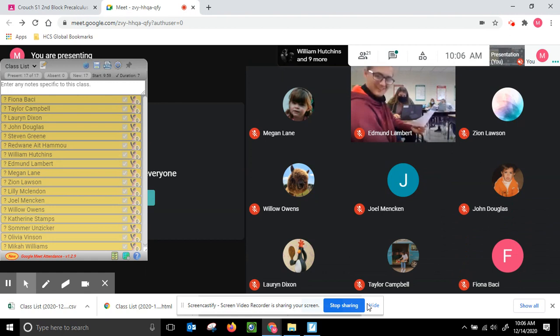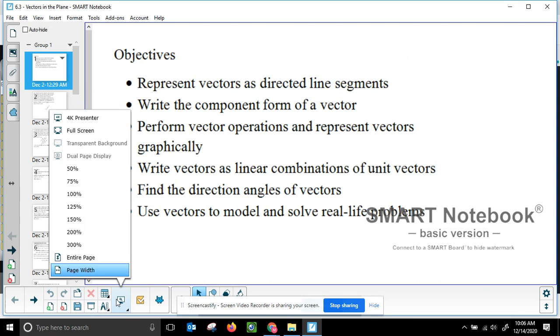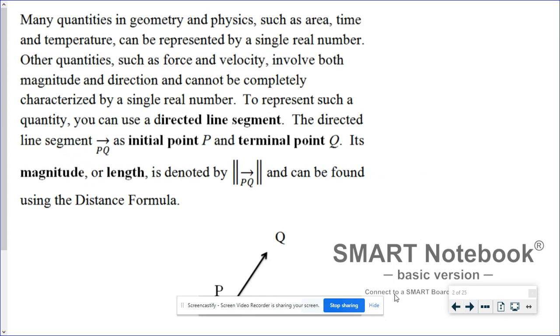All right, so let's go ahead and get going. Today we're going to start a new unit of vectors. So we'll talk about quite a bit of things today, introducing you to vectors. We'll talk about vectors being directed line segments. We'll talk about component form and linear combination form. We'll talk about performing operations on them, both algebraically and graphically, and talk about direction angle of vectors as well. And we'll see how they can be used.